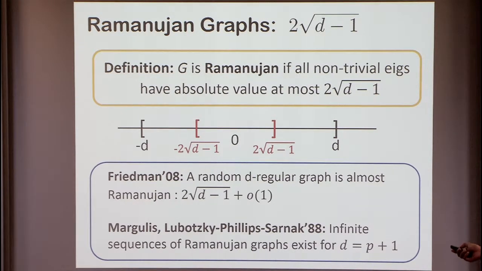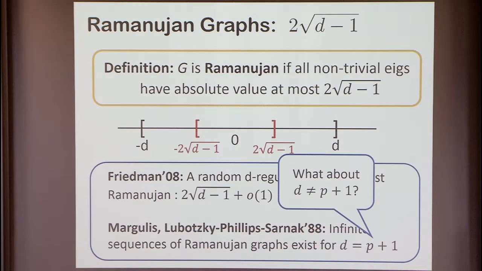So this is very nice, and it leaves open this sort of funny question: what if d is not equal to prime plus 1? It turns out you can do it for d equal to a prime power plus 1. That's due to Morgenstern. But it was actually not known whether these things exist for d not equal to prime plus 1. And the conceptual point here is, do these things exist because of number theory, or do they exist for some generic reason?